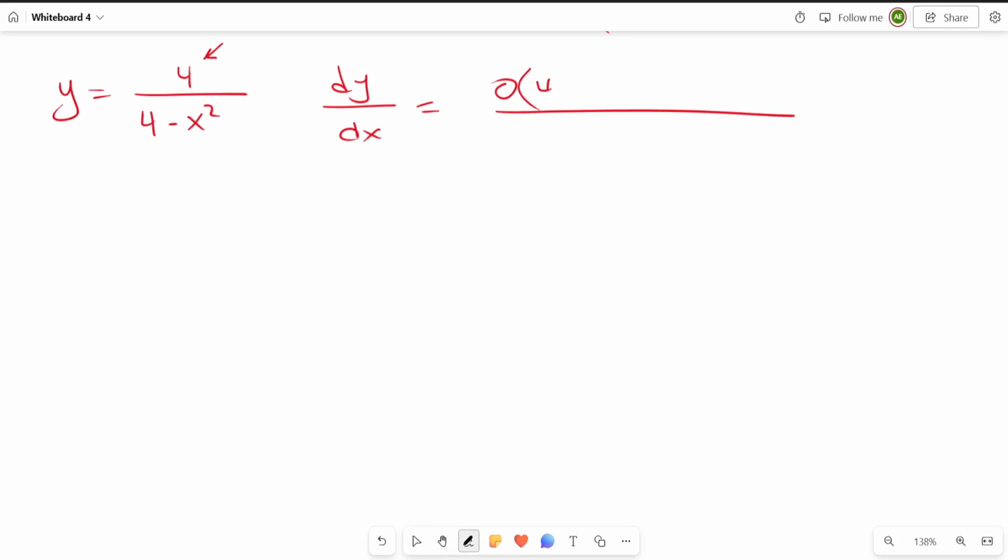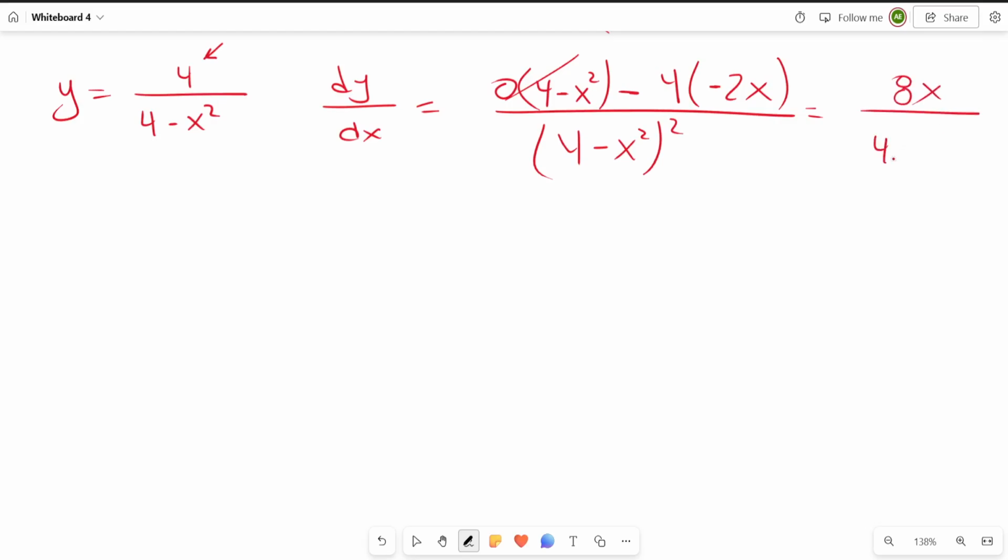0 multiplying g of x, which is 4 minus x squared, and then subtracting f of x, which is 4, times the differentiation of g of x, which is negative 2x, all over 4 minus x squared to the power of 2. So this part, anything times 0 is 0, and I will have a negative 4 times negative 2x, which is a positive 8x over 4 minus x squared to the power 2. So this is basically how to go on and solve the quotient rule.